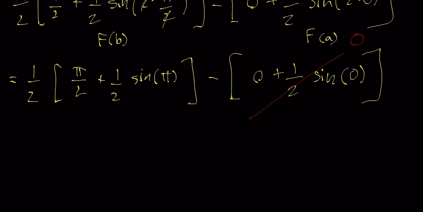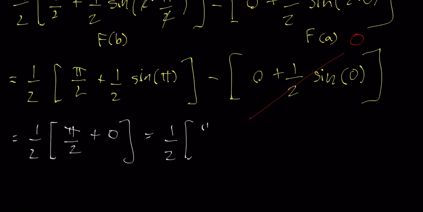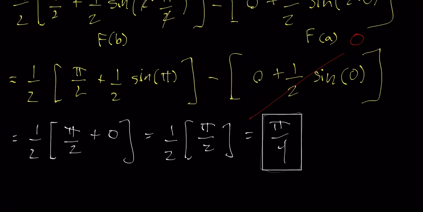So now this turns into 1/2 times pi over 2 plus the sine of pi, which if we recall is also 0. So we have 1/2 times pi over 2, which is equal to pi over 4. And this is the final result. Thank you very much for watching.